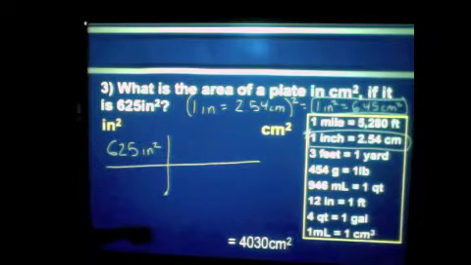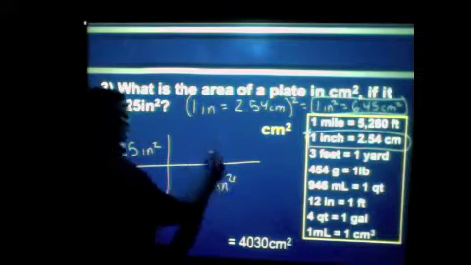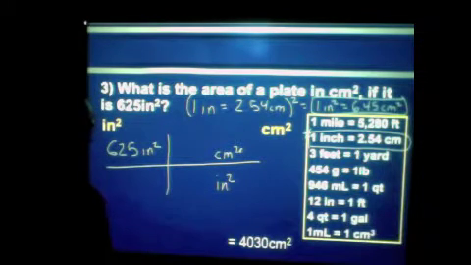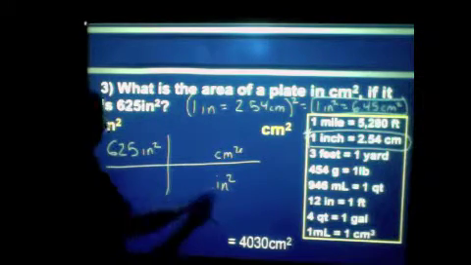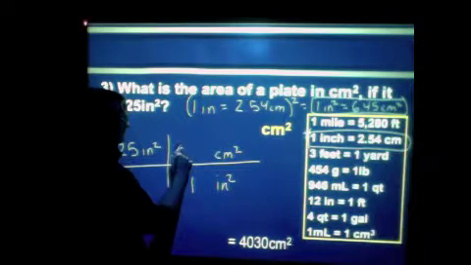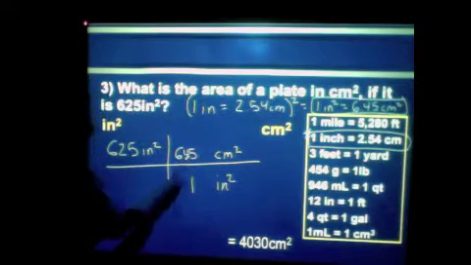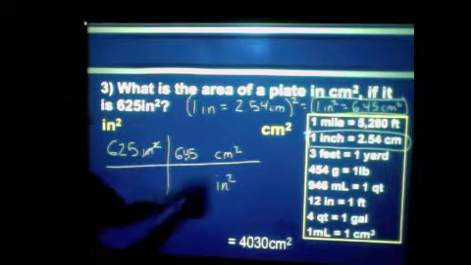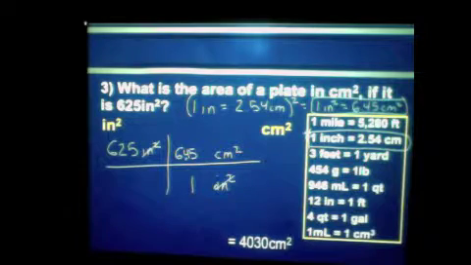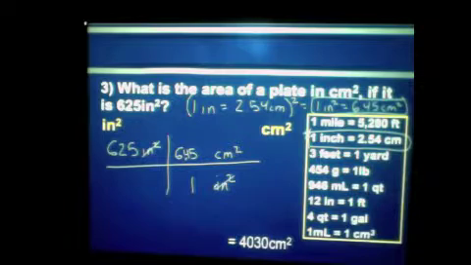Okay, we have inches squared on top, so we're going to put inches squared on the bottom. We're trying to get to centimeters squared, so that goes on top. So now using the new conversion factor that we've created, we're going to plug our numbers in. So for inches squared, we're going to put 1. For centimeters squared, we're going to put 6.45. So now your inches squared cancel, multiply the top, divide by the bottom. When you do this, you should get 4,030 centimeters squared.